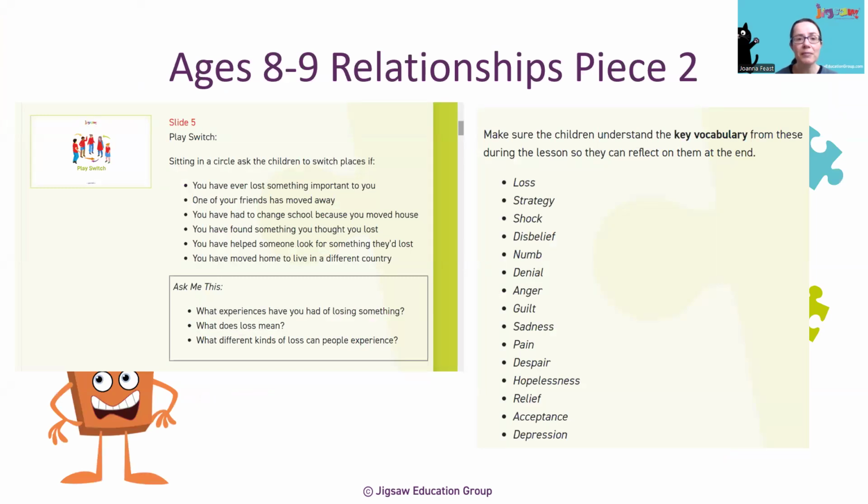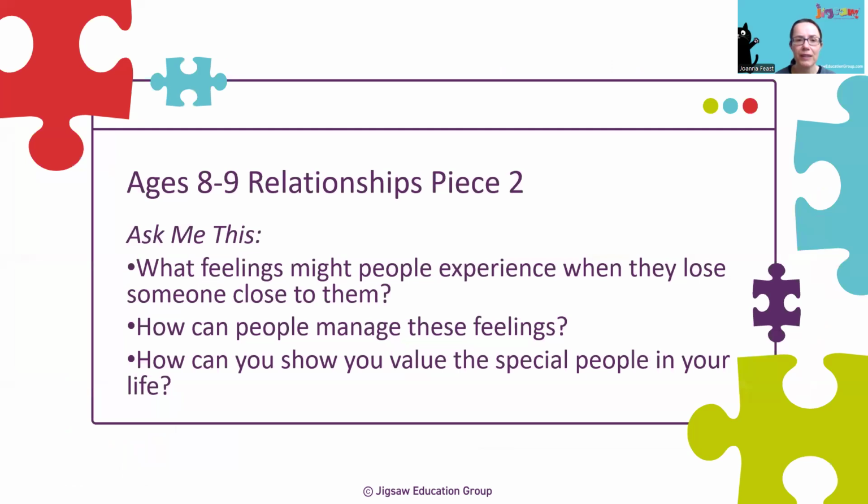What we've got here are just a couple of screenshots about piece 2 within the Relationships puzzle for ages 8 to 9. I'm not going to go through these in any great detail, just so that you know that they are there, that the lesson is constructed incredibly gently and carefully around what children need. The Ask Me This part of that particular lesson doesn't talk about death, but it talks about what feelings might someone experience when they lose someone close to them. So that loss could be death, but it could also be separation, divorce, someone moving away. It's non-specific, but it allows children to think about loss in a safe way, and also in a way that prepares them for what may be to come.